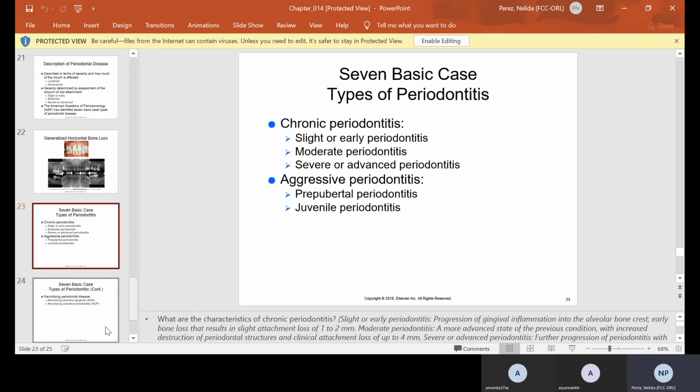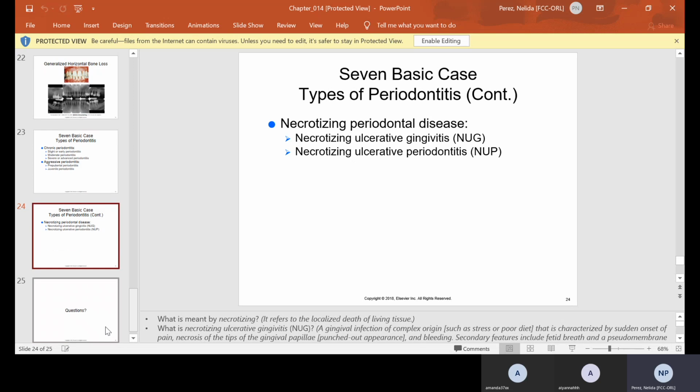Now, the 7 basic case types of periodontitis: you have chronic periodontitis, slight or early, moderate, severe or advanced, and then you have aggressive, which is pubertal and juvenile periodontitis. You also have what's called necrotizing periodontal disease. NUG is necrotizing ulcerative gingivitis, and NUP is necrotizing ulcerative periodontitis.